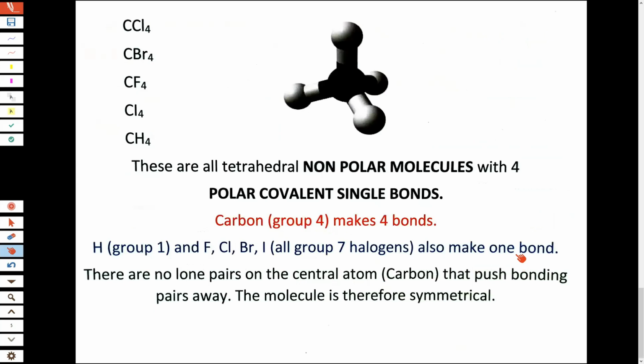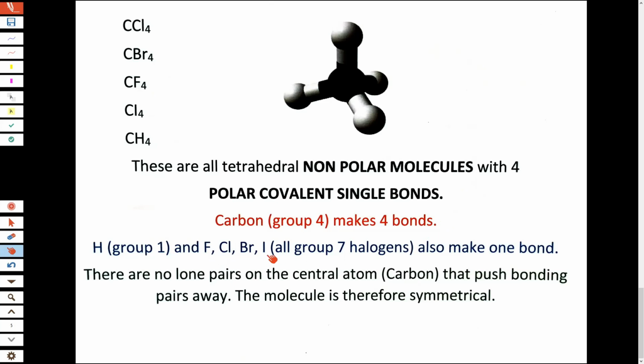Now there are some more tetrahedral molecules, and they all involve carbon and another element that only makes one bond. So carbon tetrabromide, we've looked at carbon tetrachloride, so carbon tetrabromide, carbon tetrafluoride, carbon tetraiodide, and methane. These are all tetrahedral, non-polar molecules, because they're symmetrical, with 4 polar covalent single bonds. Carbon, which is in group 4, makes 4 bonds. Hydrogen is in group 1.